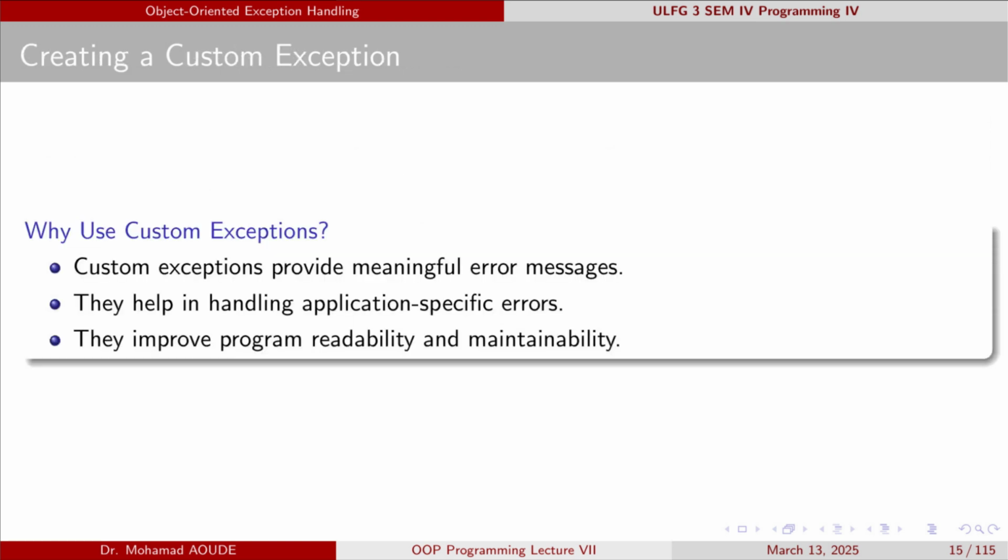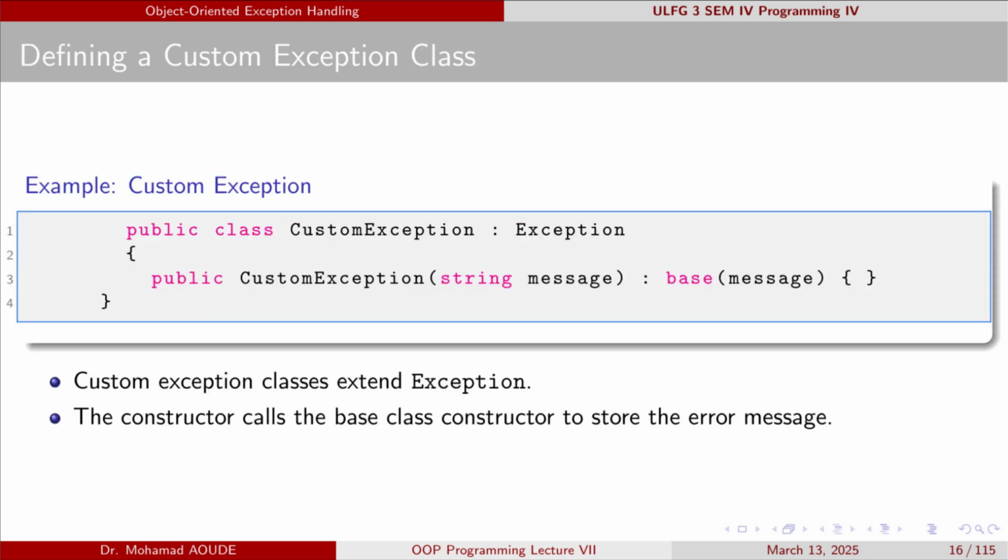Why bother creating your own exceptions? Because they allow you to communicate clearer, more domain-specific messages. For example, a UserNotFoundException or InsufficientBalanceException tells you exactly what went wrong. Creating a custom exception is simple. You extend the base Exception class and pass the error message to its constructor.